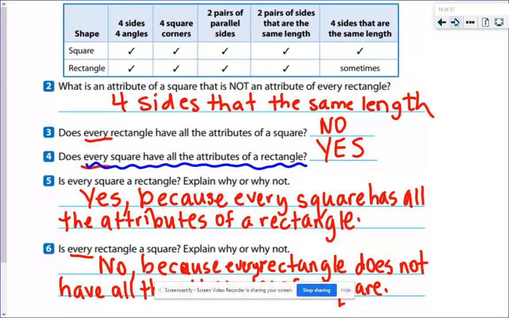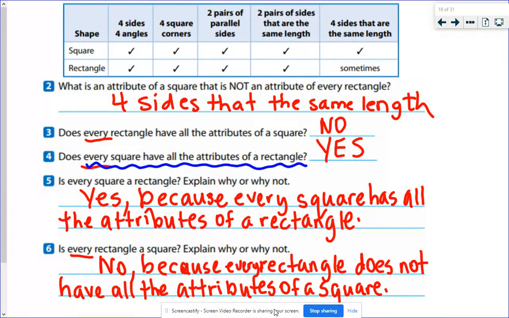So this is what we came up with in class. What is an attribute of a square that is not an attribute of every rectangle? We have to be careful with the words we're looking at. And a child raised their hand and said four sides that are the same length, based on the chart right here. Does every rectangle have all the attributes of a square? We said no. Does every square have all the attributes of a rectangle? We said yes. Question 5, is every square a rectangle? Explain why or why not.